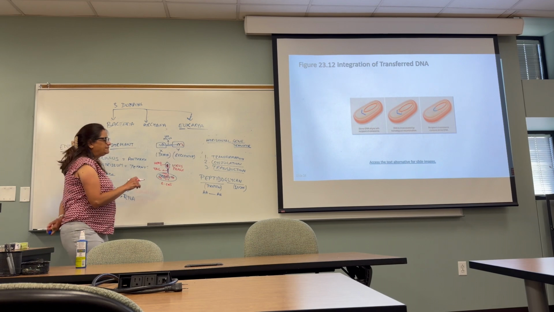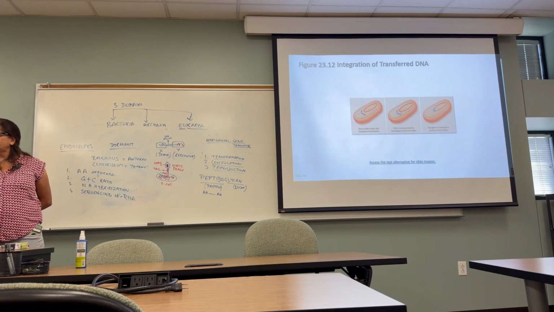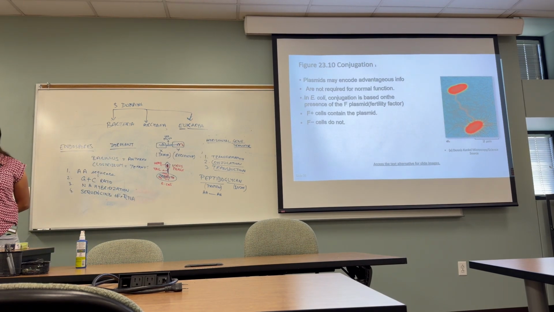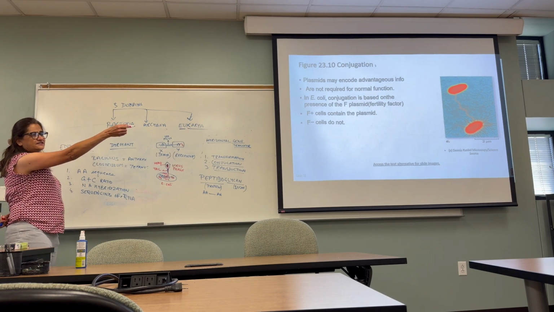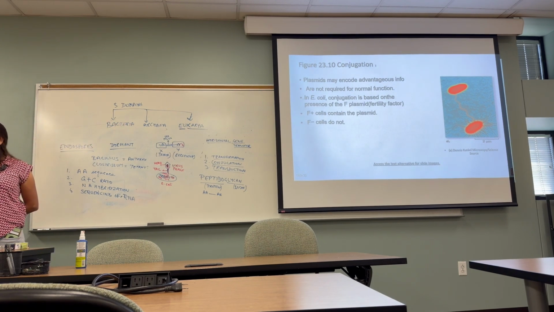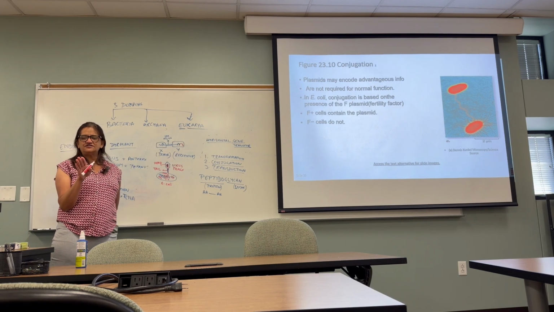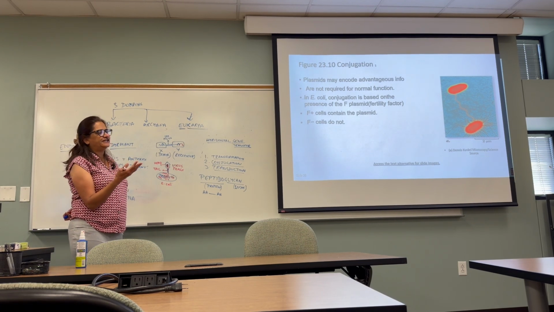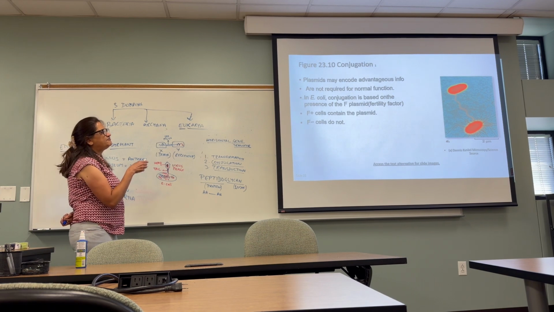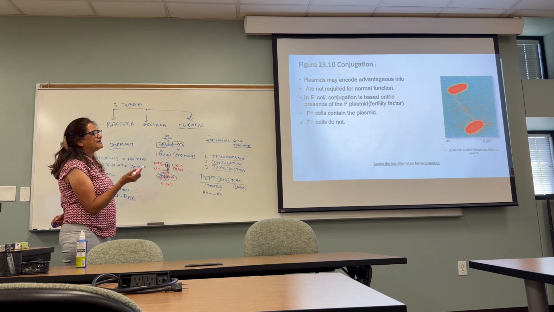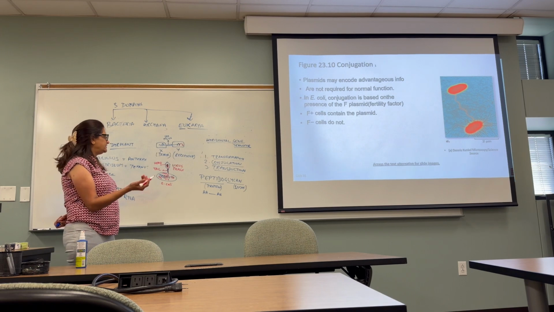Okay, so what happens in transformation? So this is conjugation. You see, there is a pilus being formed from one bacteria to another, and that bacteria has gotten that plasmid. So this plasmid is encoding for fertility factor. F factor means a fertility factor. So just like antibiotic resistance gene, a plasmid can have a fertility gene. Okay, so F plus cells contain that plasmid, F minus cells do not contain that plasmid.